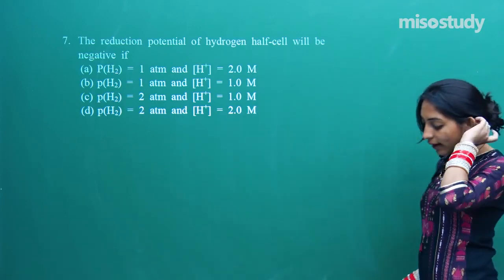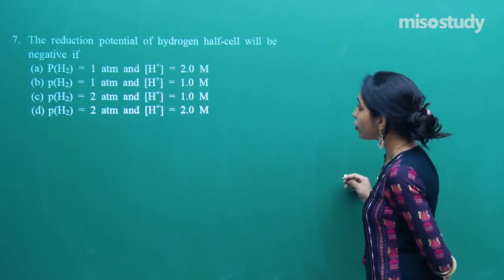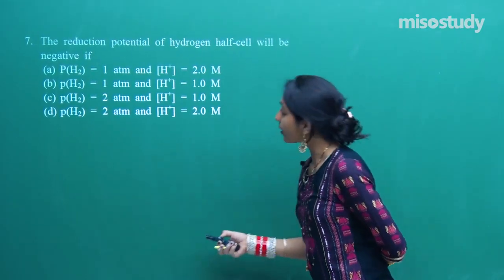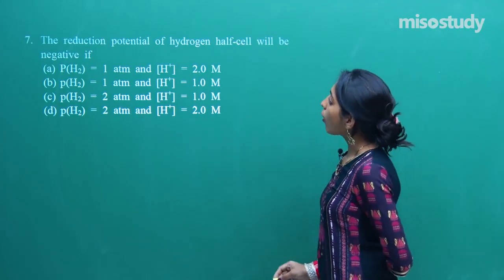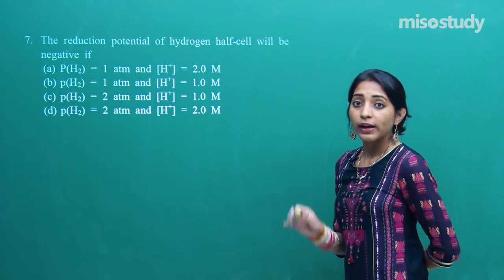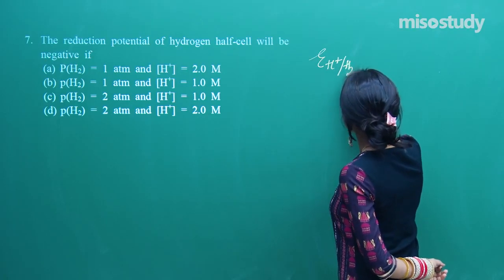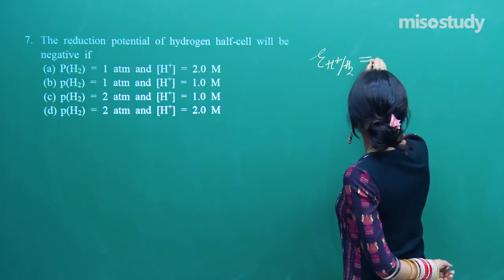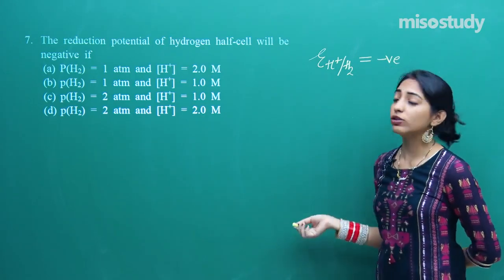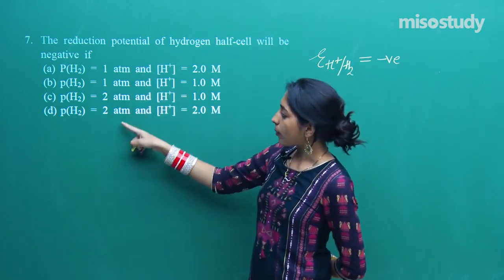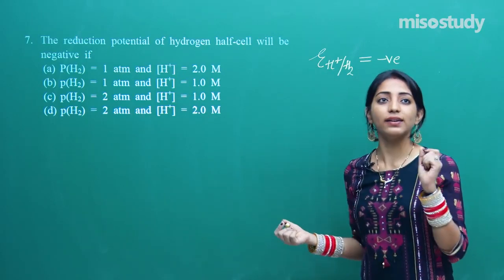The 7th question says the reduction potential of hydrogen half cell will be negative. So we need to talk about E of H plus to H2. So this is reduction. I want the value to be negative. When could the value of reduction potential of hydrogen half cell be negative? Here he has talked about pressure and here he has talked about the concentration. So the best possible thing is to first write the hydrogen half cell.